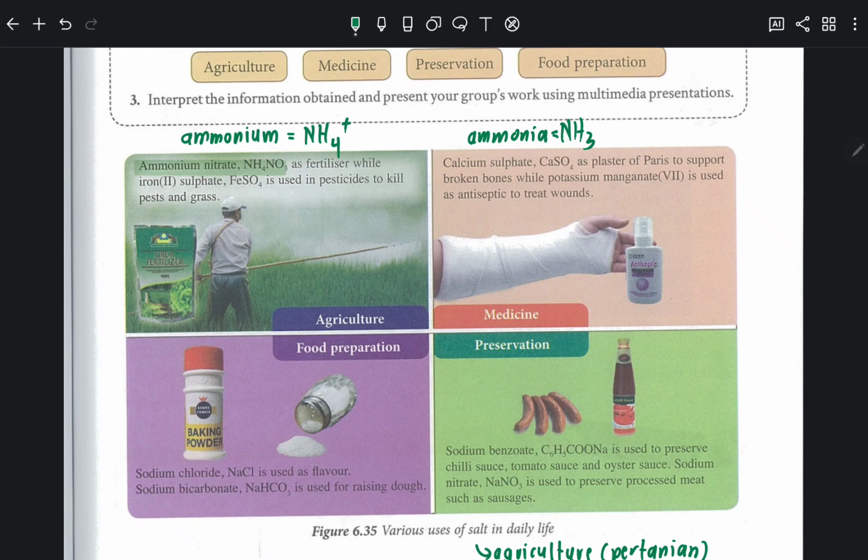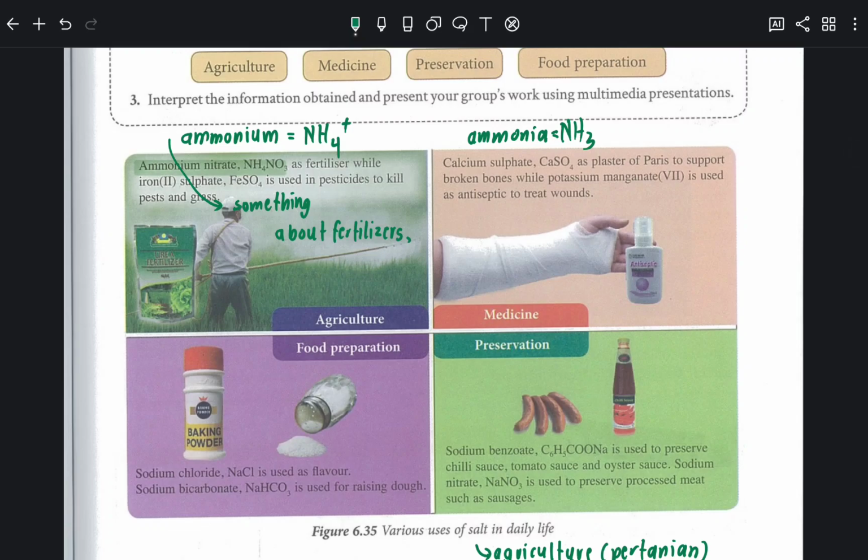So this ammonium, usually ammonium is something about fertilizers. Wherever you hear any name of fertilizers, mostly it is going to start with ammonium. This is what my teacher taught me when I was studying chemistry. So ammonium nitrate is a type of fertilizer. And you have ferrum 2 sulfate.